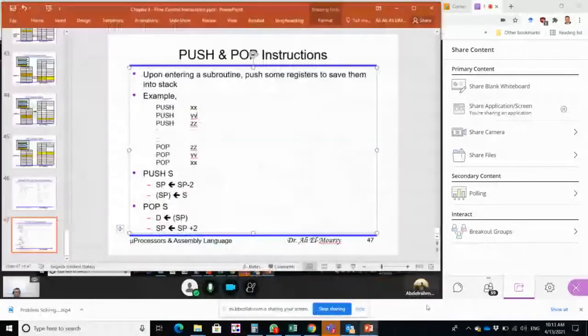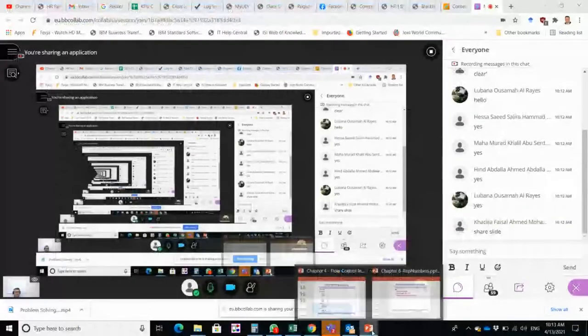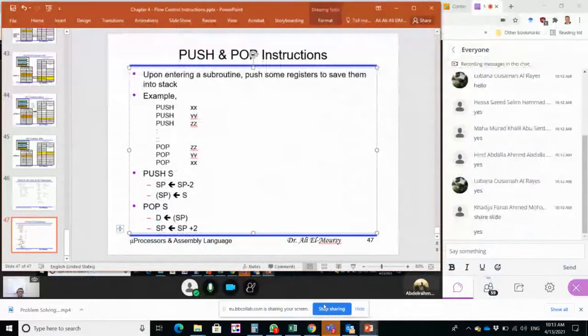Can you see the slides? Can you see the slides?